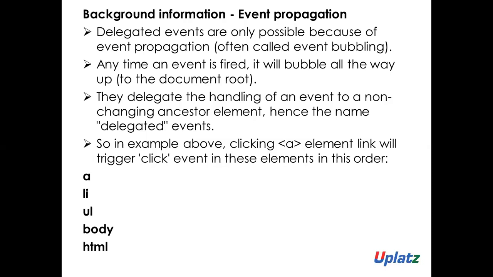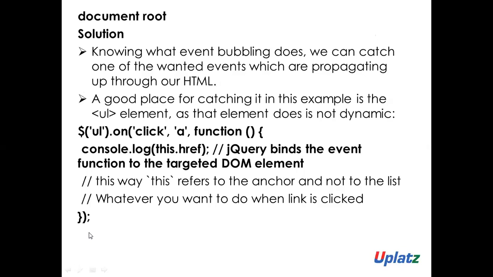In my example, by clicking a link element, it will trigger an event on this element. This is the order in which the click triggers. If I click an element, if I have a link, it will go to the li tag, then the ul tag, then body and then html. Then again it will go to the document root.